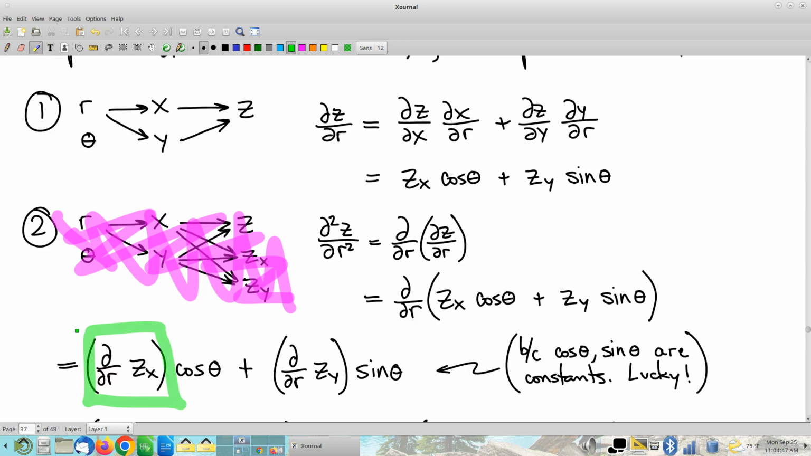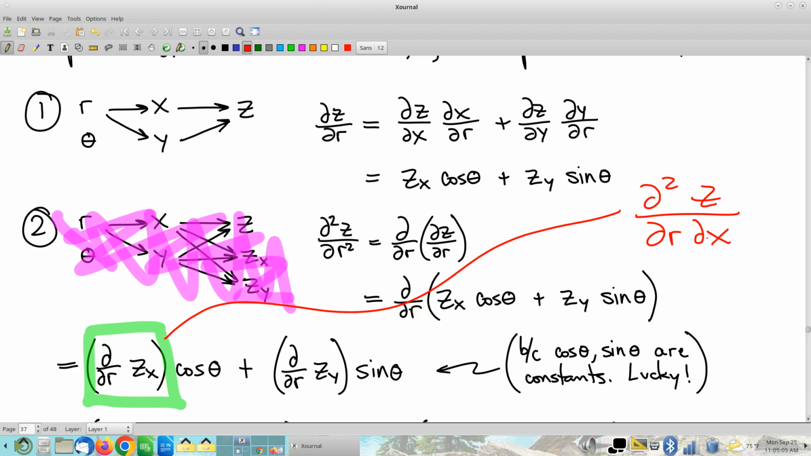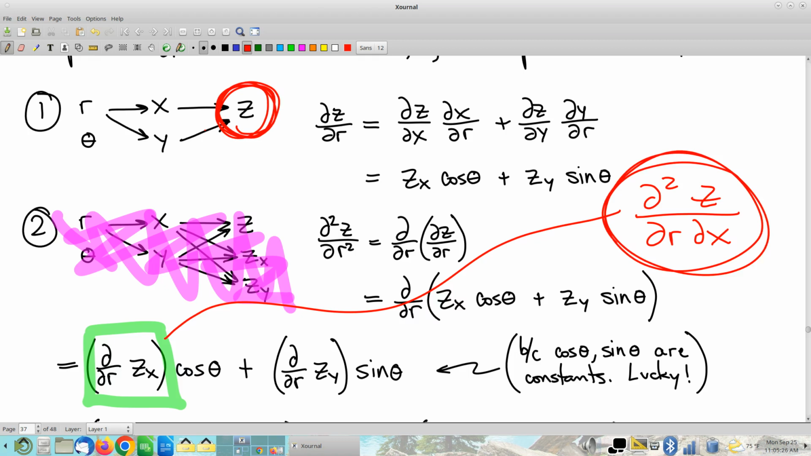Some students will look at this and say, oh, okay, I'm going to view this as the second partial of z with respect to r with respect to x. So x partial first and then r partial second, apparently. Now, some students will write this down happily. And I claim that doesn't make any sense, because this suggests that z is a function of a collection of variables that includes both r and x.